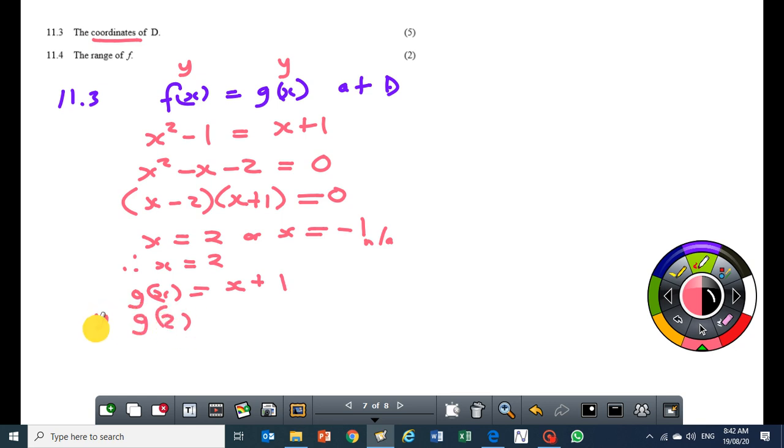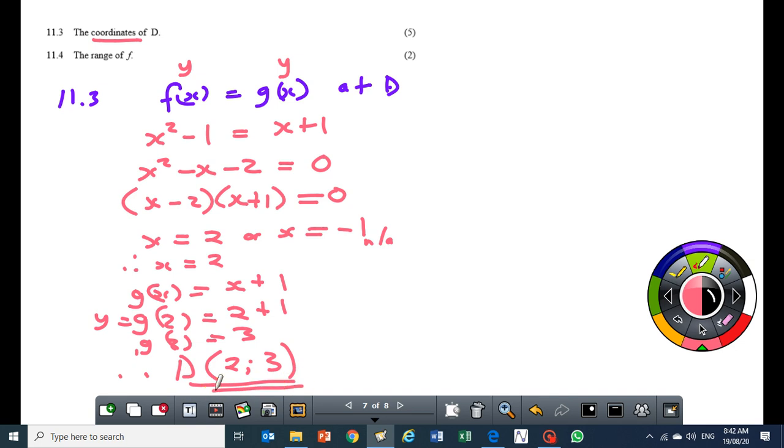This is the same as y. So y is equal to g of 2 equal to 2 plus 1. Right? So this will give you g of 2 equal to 3. Therefore, at point D, x is 2 and y is 3. And then you are done.